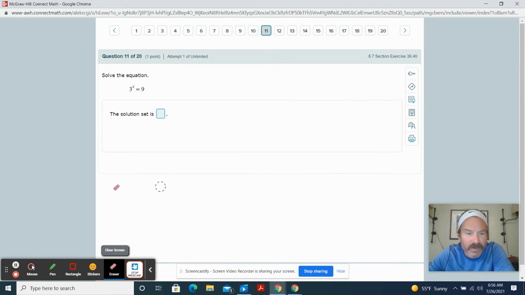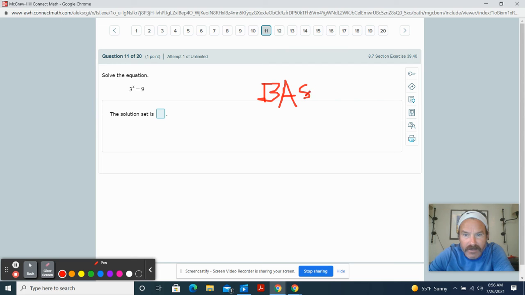I'm going to use some vocabulary here that I want to make sure you guys understand. If I say base, I mean the big number, right? The big number is the base. The small number is the exponent. So in this case, 3 to the x, the base is 3. 9 is 9 to the first power, the base is 9.